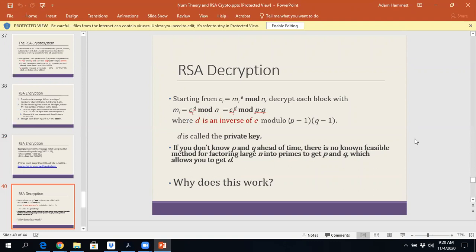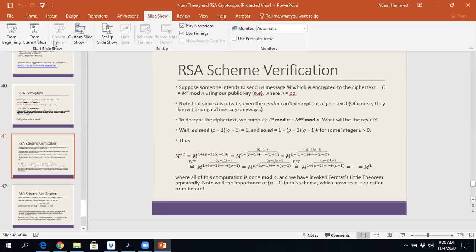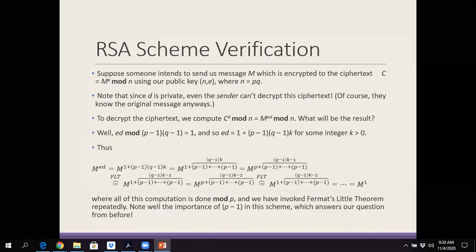So why does this work? Let's talk about why this works. Okay, and here's the explanation. We're going to talk through this carefully together. Okay, so here's kind of the verification. So what is going on with this? Why is this C kind of doing that?